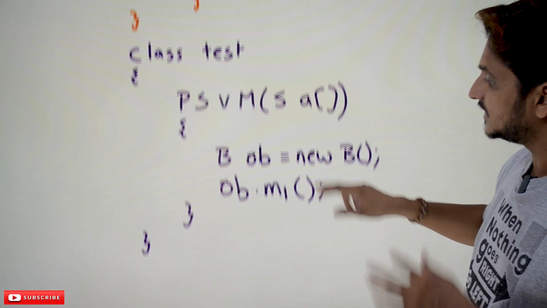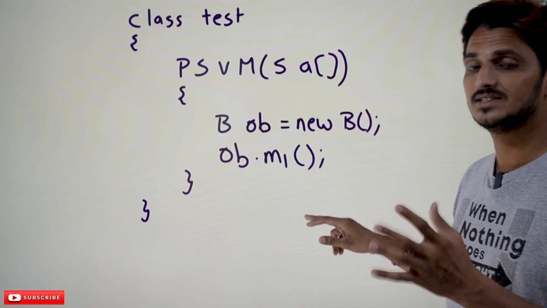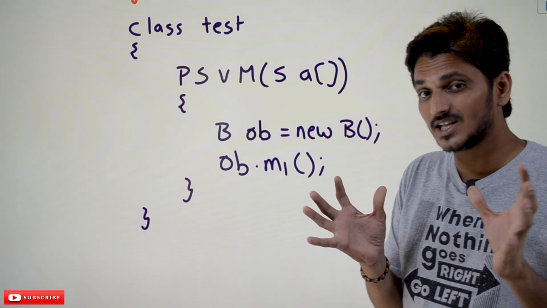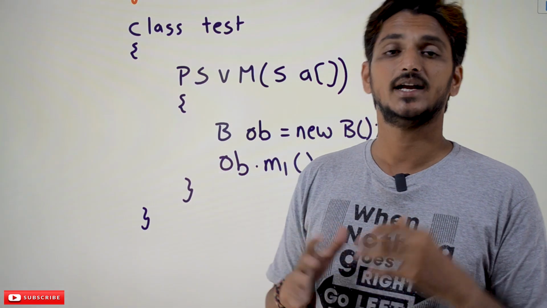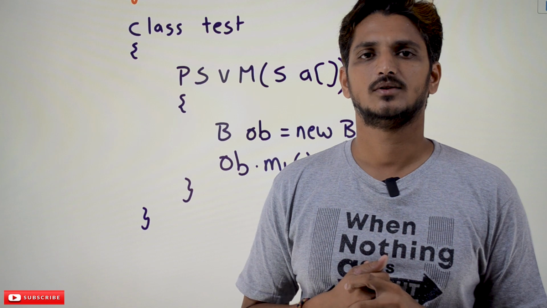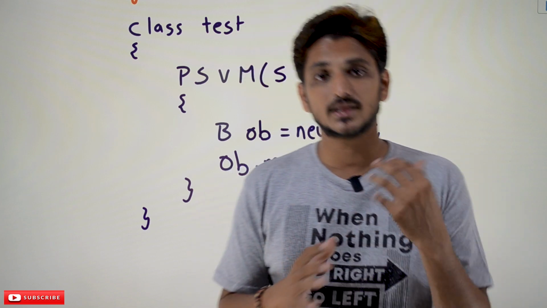If you understand these 2 points, the coming classes are very easy, and understanding the concepts of object-oriented programming is also easy. This level of understanding is a must. Hope you understand the concept of method overriding.